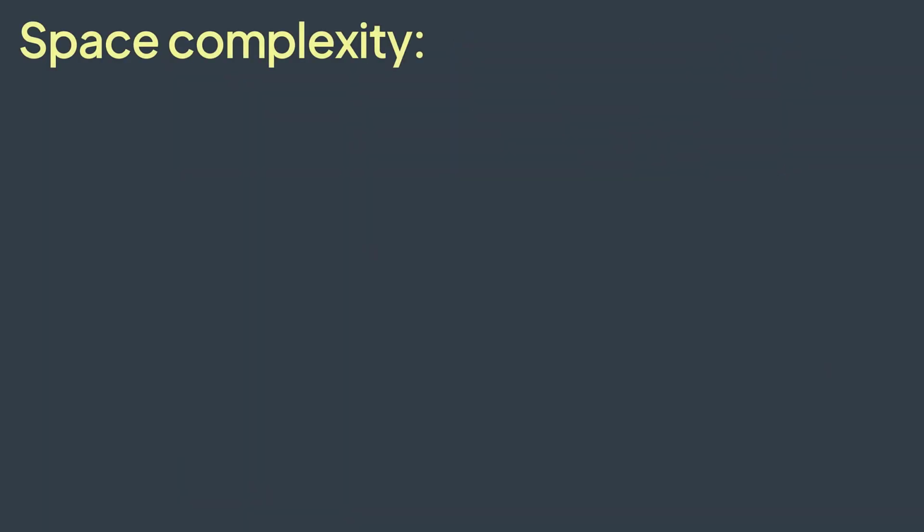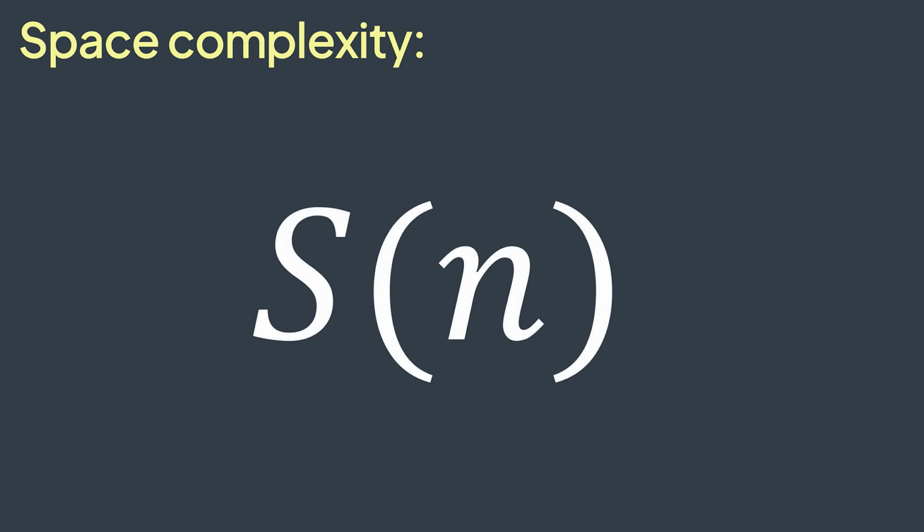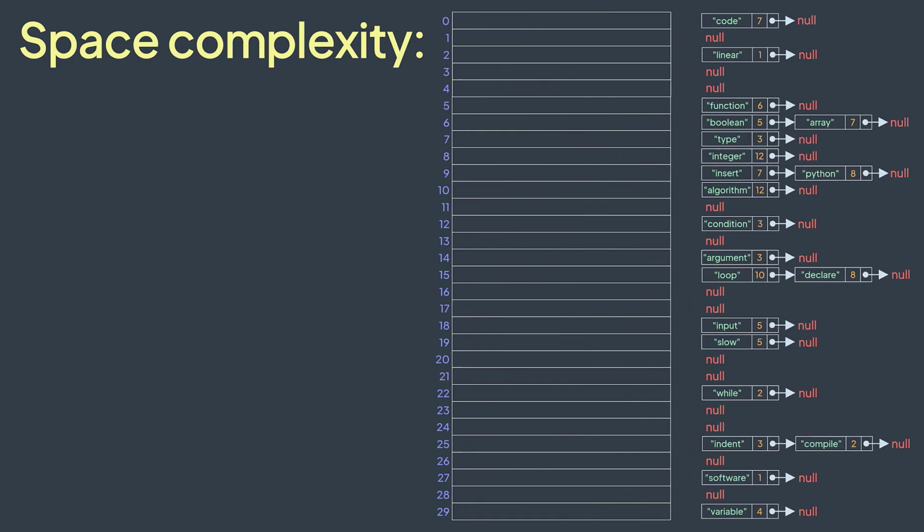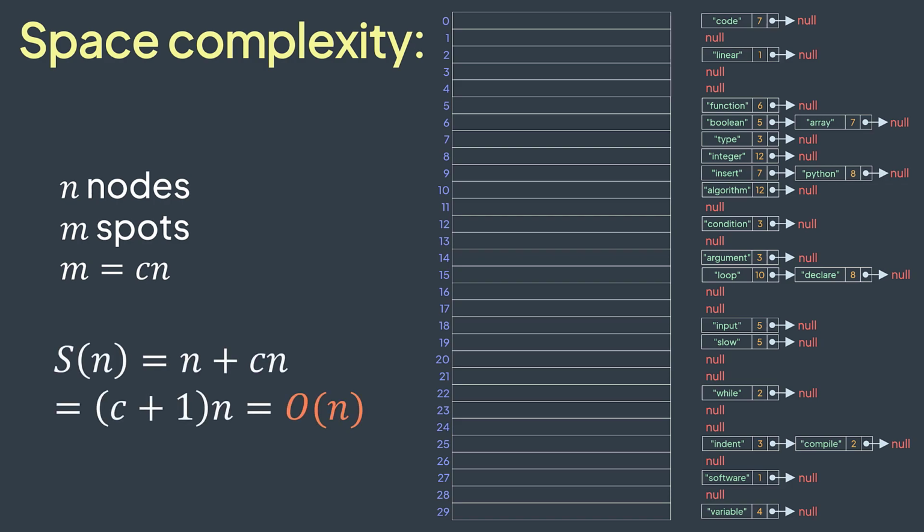When we speak about the space complexity of a data structure, it means how much space it uses in relation to the number of elements it stores. In the case of a hash table, the space usage grows linearly with the number of elements n. Let me tell you why. In a hash table, we have two things that determine the space usage. We have the total number of nodes and the number of spots. Each node represents one element, so we have n nodes. And the number of spots is some constant c times the number of elements. The constant c depends on the load factor. And the sum of these two is in O of n. The hash table has an O of n space complexity.